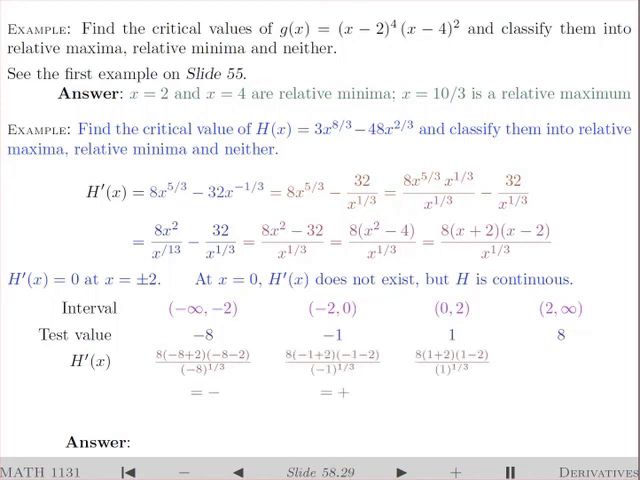I will leave it to you to verify that the signs alternate, which means that as we cross each critical value, the sign of h prime changes. So each critical value is a relative extremum. When we cross negative 2, h prime goes from negative to positive, so it's a relative minimum. As we cross 0, h prime goes from positive to negative, so 0 is a relative maximum. And finally, when we cross 2, h prime goes from negative to positive, so 2 is a relative minimum.